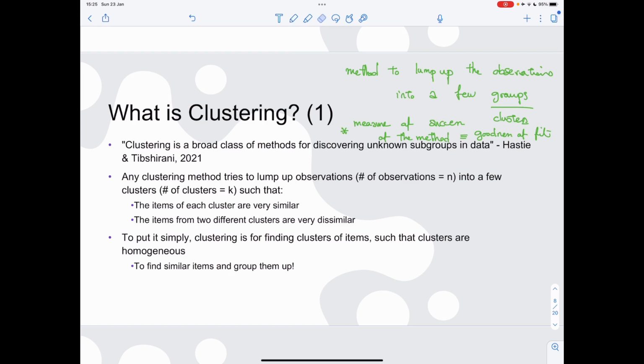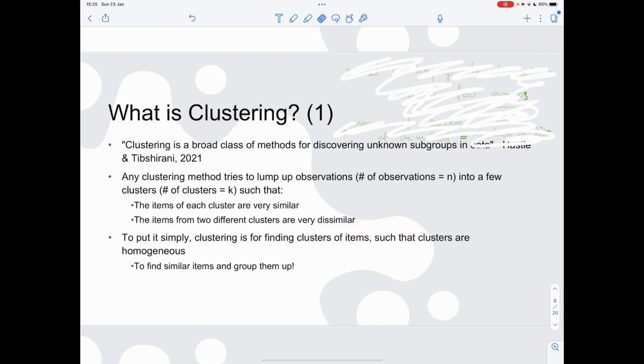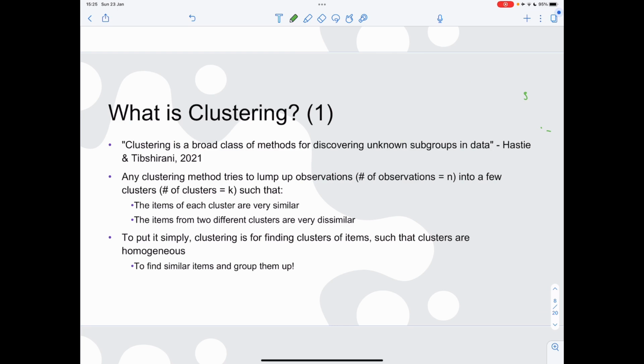Okay, let's go through the materials that are written more meticulously. Good. So clustering is a broad class of methods for discovering unknown subgroups in data. Here, data means observations. So we don't know these clusters. We don't know how many there are, and we don't know their characteristics and features. And clustering, ideally, will find them for us.